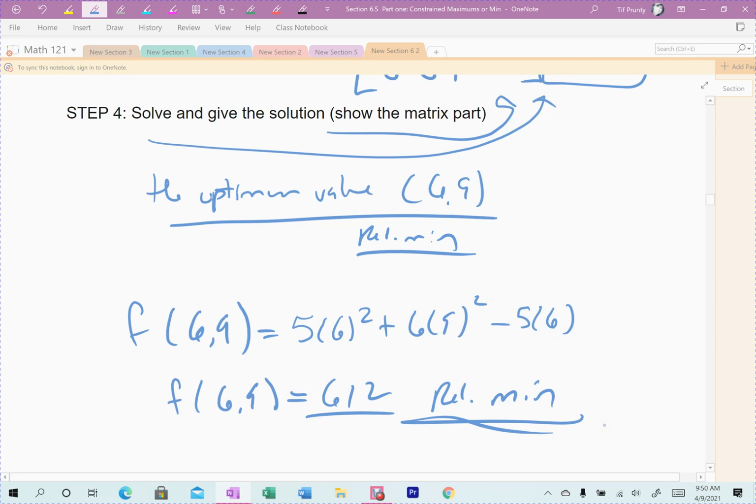So that's the first example, an example where we can use a matrix. The next example is going to be the harder case. It's going to be the case where we can't use a matrix, and we have to use algebra.